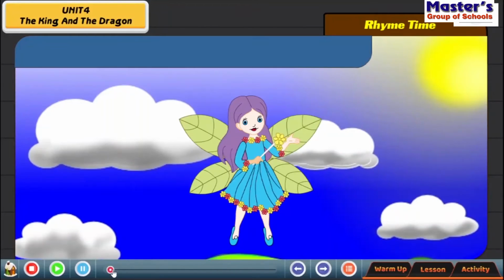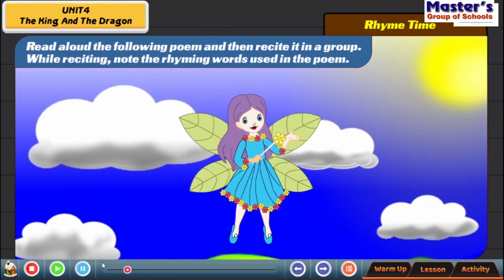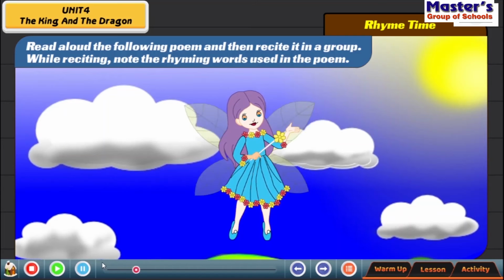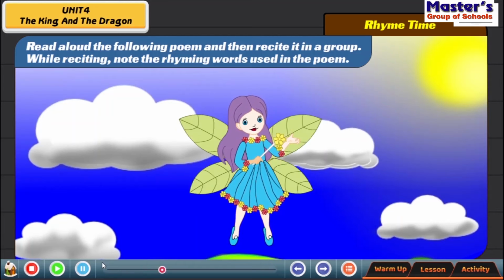Okay? Rhyme time. Read aloud the following poem and then recite it in a group. While reciting, note the rhyming words used in the poem.